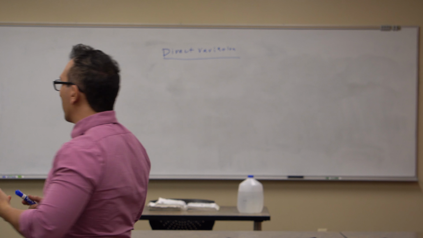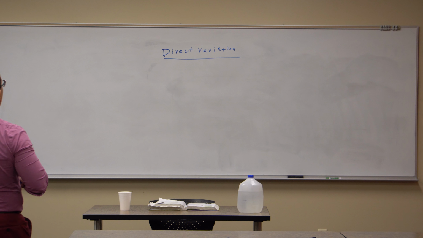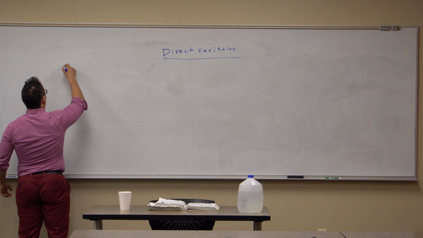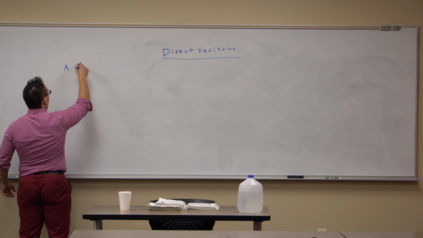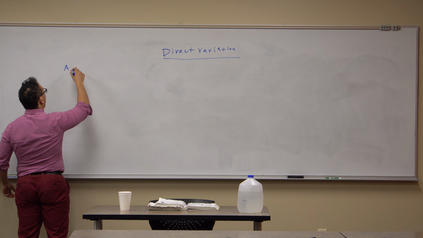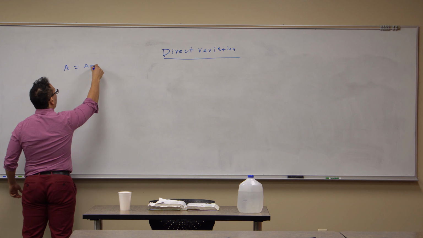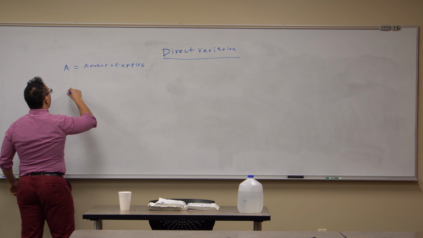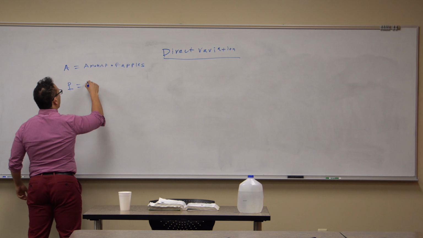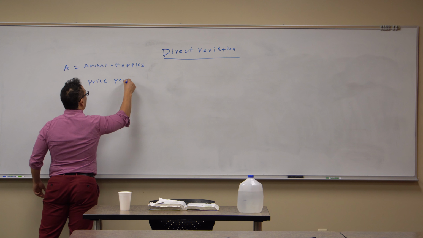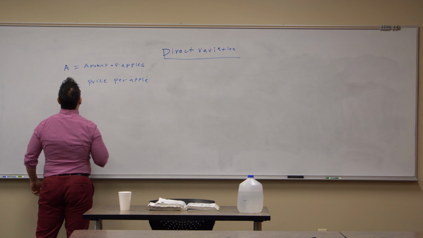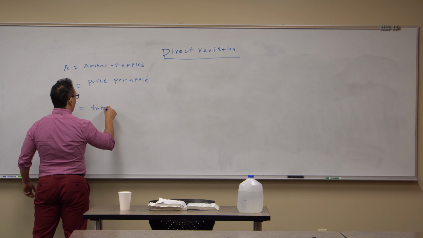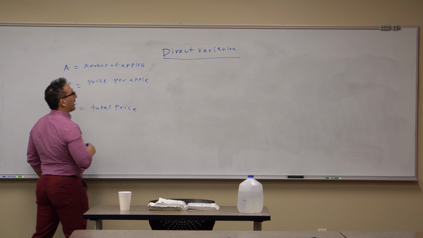A very simple example is something that you'd be able to calculate in the grocery store. Let's say the variable A is for the amount of apples. Okay? And let's say the variable P is the price per apple. Okay? And let's say the variable T is equal to the total price that you have to pay.